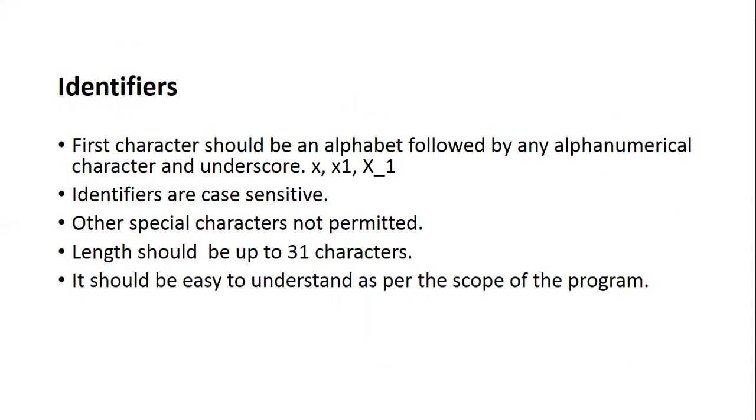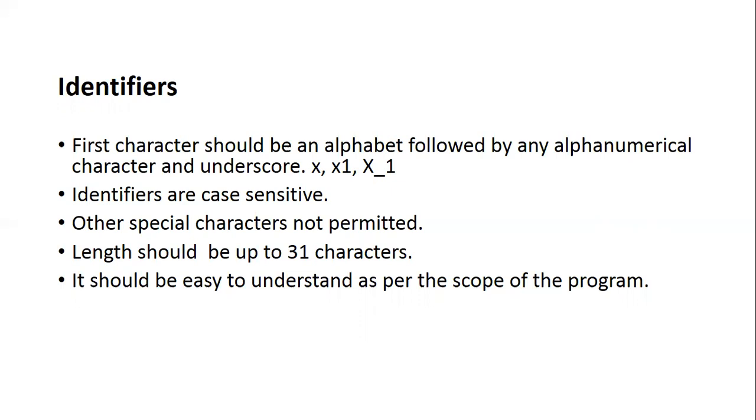The next token is the identifier, where the identifiers have to be named with the following norms. The first character should be an alphabet, followed by alphanumerical characters. An underscore can also be in the identifier name. You can have x, you can have x1, you can have x underscore 1. Identifiers are always case sensitive. Other special characters are not permitted in identifier names.